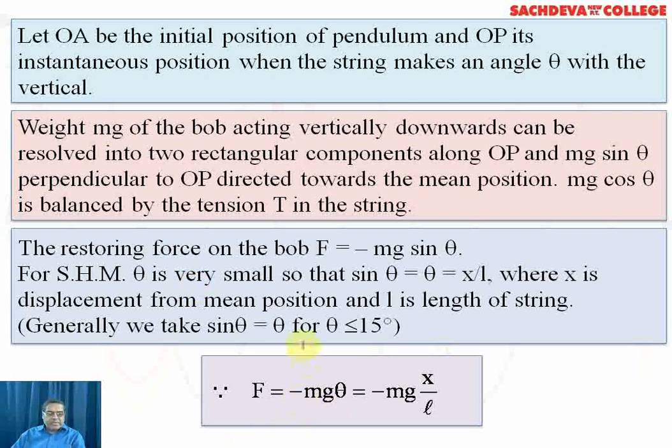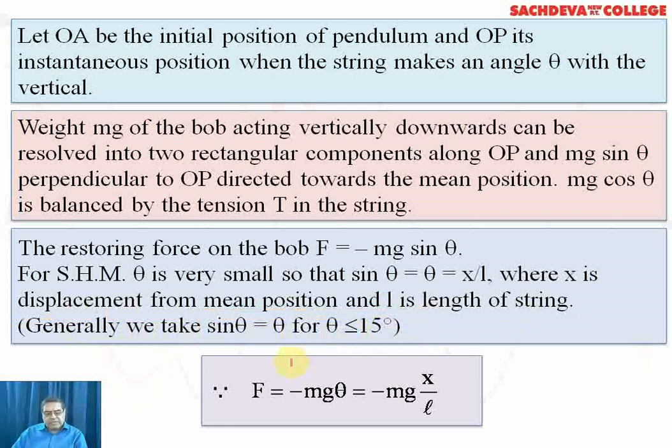Now for SHM, theta is very small, so sin theta will be theta. Our assumption is that theta is very small, and in that case sin theta will be theta. But sin theta is perpendicular over hypotenuse, so it is given by x over L, where x is the displacement from the mean position and L is the length of the string. Generally, we take sin theta equal to theta if theta is less than or equal to 15 degrees.